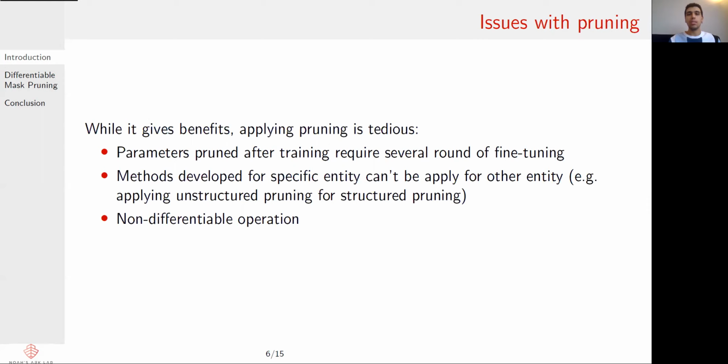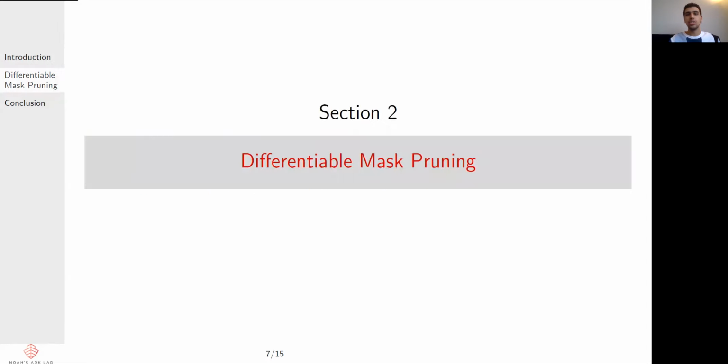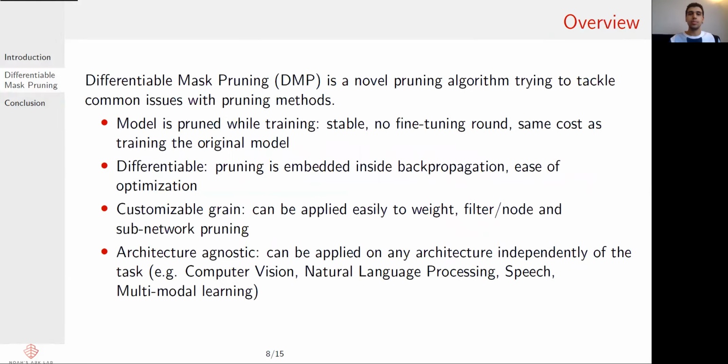Also, the methods that are developed are mainly developed for one kind of entity. For instance, a method that has been developed for weight pruning will be hardly applicable for filter pruning or subnetwork pruning. Finally, pruning is by definition equivalent to a hard thresholding and is therefore non-differentiable. In this section, I will present differentiable mask pruning that aims to deal with this issue.